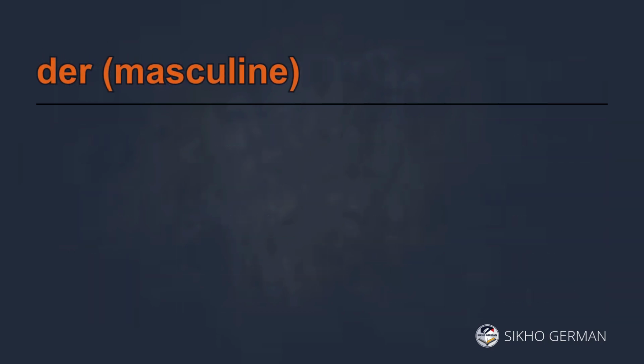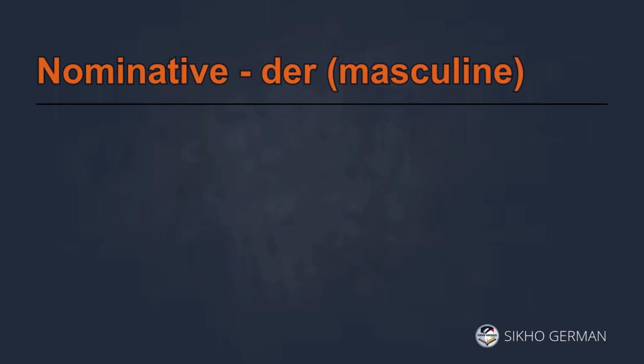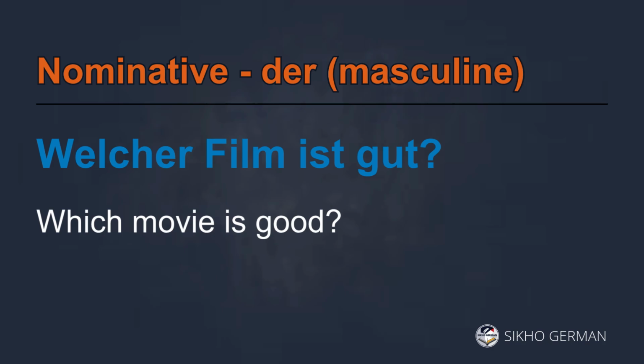Let's look at examples to see how this works. We will start with the masculine noun, der Film. In the nominative case, Welcher Film ist gut? Which movie is good? Because der Film is the subject of the sentence, we use the nominative masculine ending er, giving us Welcher. In simple words, Welch plus der equals Welcher.